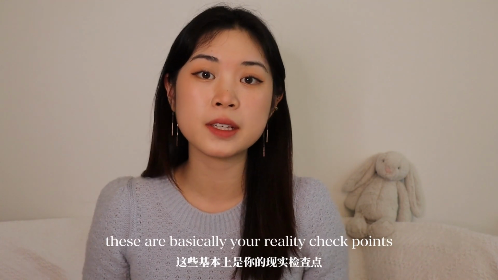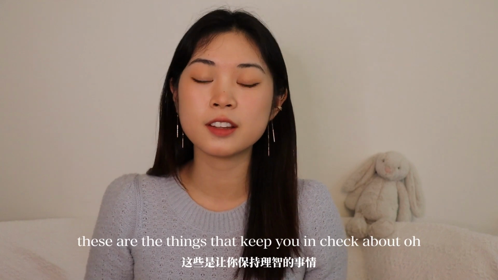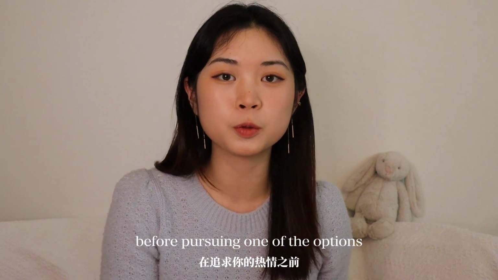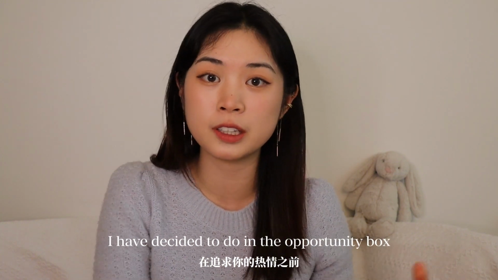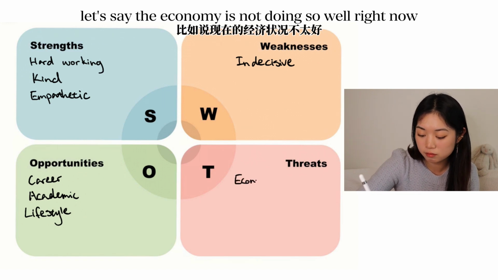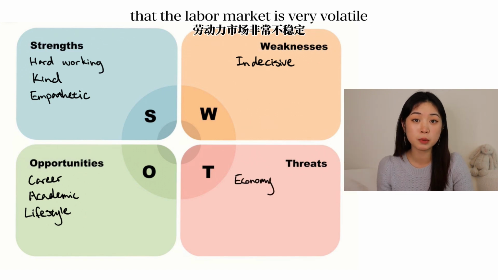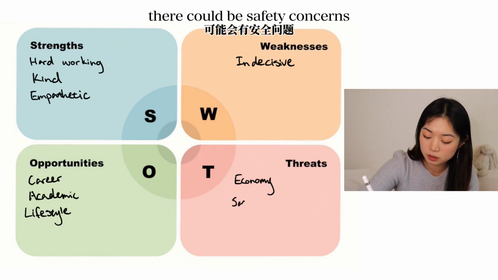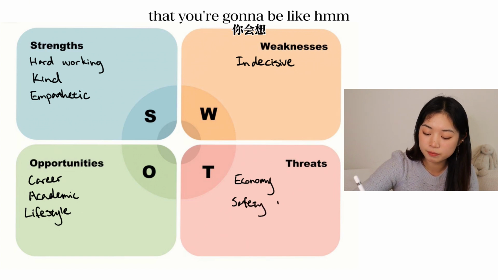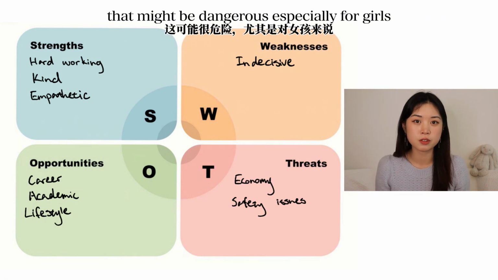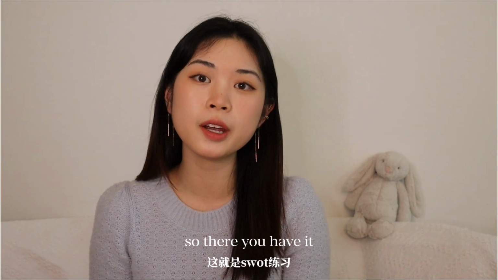Lastly, for threats, these are basically your reality checkpoints. These are the things that keep you in check about, oh, these are the real things I need to consider before pursuing one of the options I have decided to do in the opportunity box. So the examples I would give you are like, let's say the economy is not doing so well right now, that the labor market is very volatile. And then if you say that you want to go travel, there could be safety concerns that you're going to be like, maybe I shouldn't do certain things because I will be traveling alone. That might be dangerous, especially for girls. So there you have it.